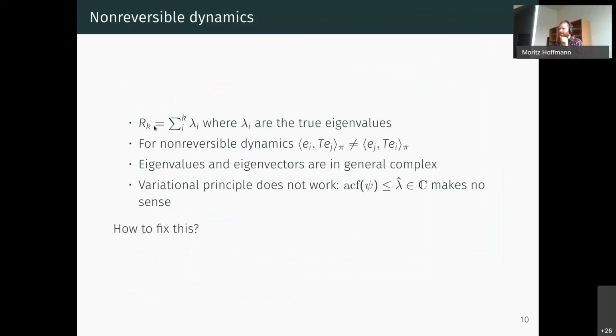Okay, so this is why it works under reversible dynamics and fails under non-reversible dynamics. Again, if I've got R_k, right, which is the sum over the eigenvalues of the true operator, then suddenly the transition matrix isn't symmetric anymore under our reweighted scalar product, and in general we get complex eigenvalues and eigenvectors. So our autocorrelation function in general cannot be bounded like this anymore.